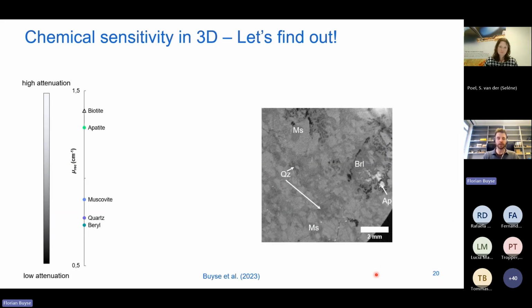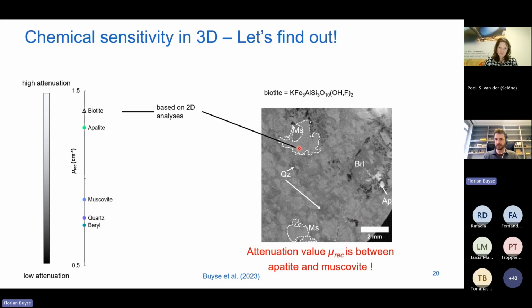Another example, so this is another map. You can see again, quartz has some lower densities, muscovite a bit higher, apatite highest. And there is one phase that was first identified as being biotite using SEM-EDS. But what you see here is that the attenuation or the grayscale value is somewhere below apatite and muscovite. So this is not correct.